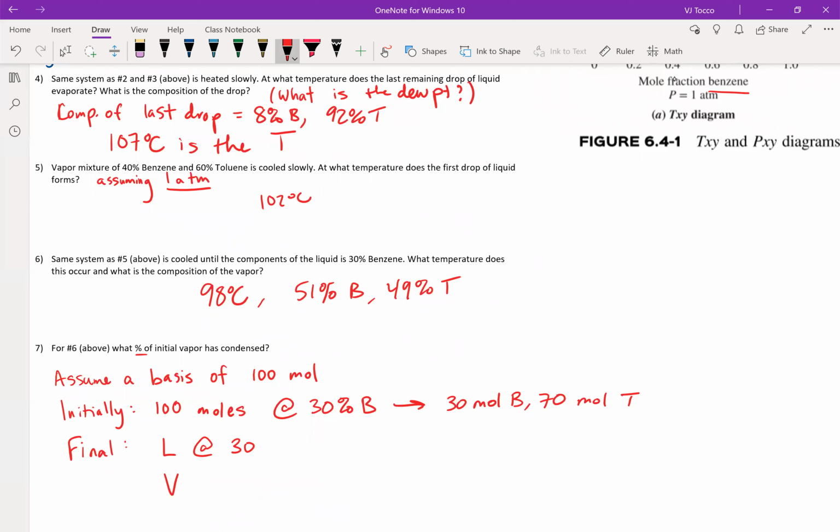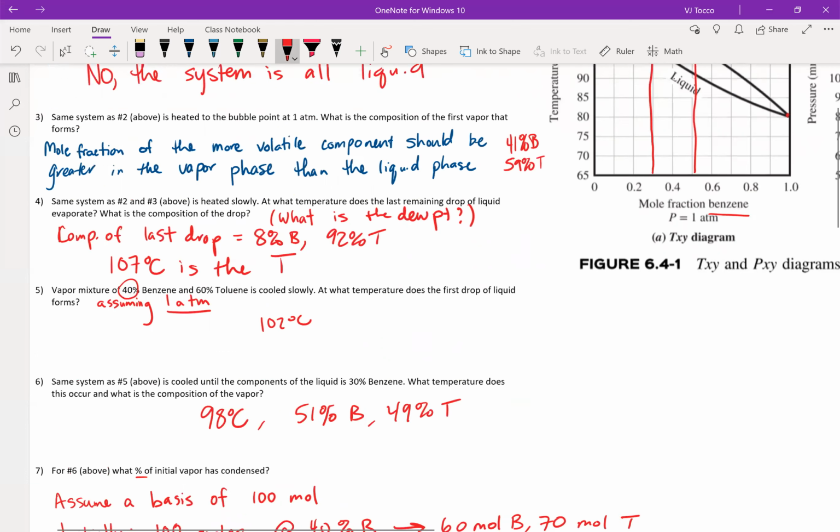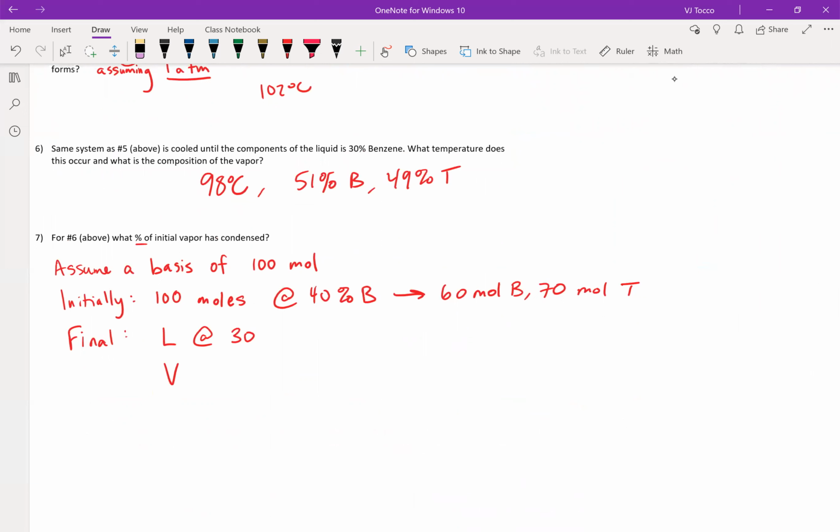Oh, wait a minute. I made a mistake. 40% is the initial. So I had to go back to number 5 for the initial. 40% benzene, 60 mole percent benzene. Yes. So 60 moles of benzene, and I think I had this. No, 40 moles. I'm all over the place. 40 moles benzene, 60 moles toluene. Okay, that makes more sense. Liquid is at 30% benzene, and my vapor is at 51% benzene.